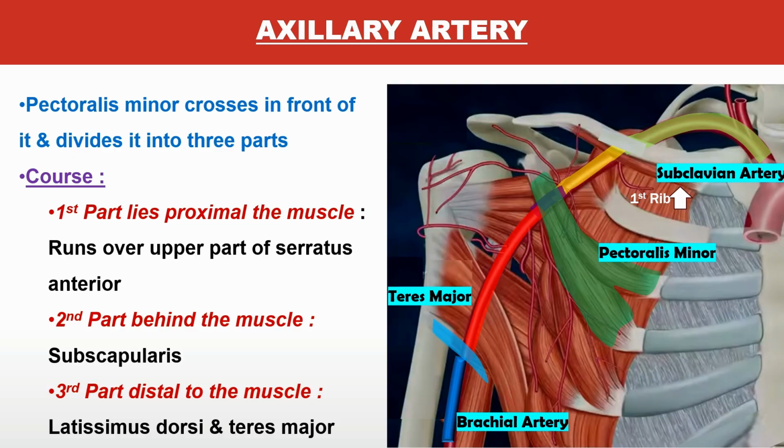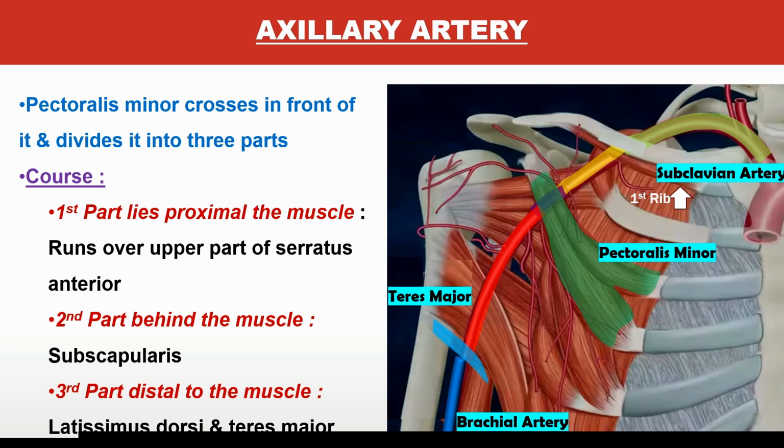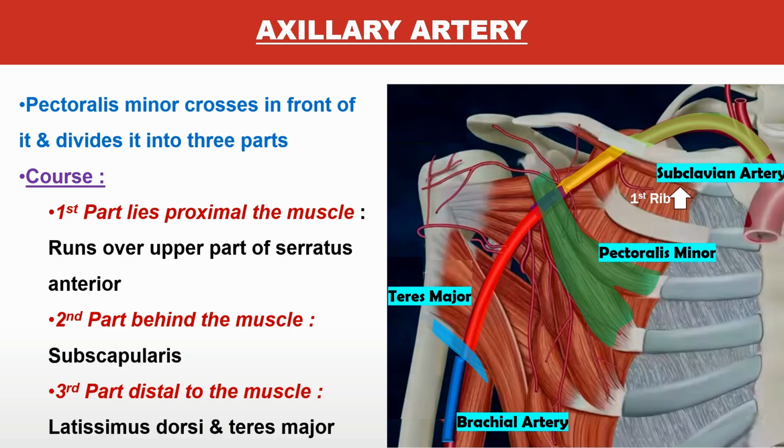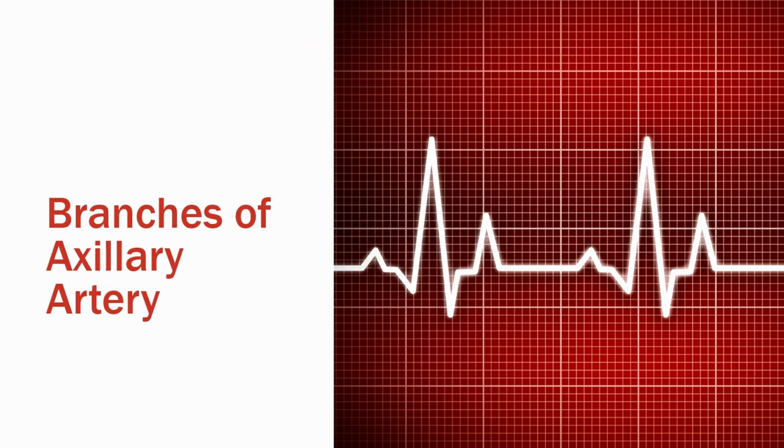So the first part is related to serratus anterior. The second part is related to subscapularis. The third part is related to the latissimus dorsi and the teres major. The first part lies proximally, second part lies behind the pectoralis minor, and this is the third part which lies distal to this muscle. Branches of axillary artery.